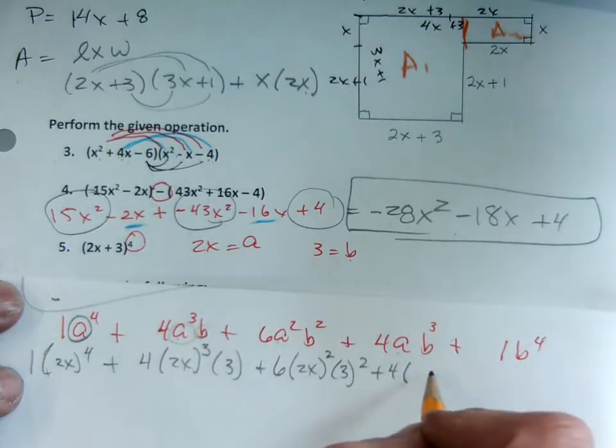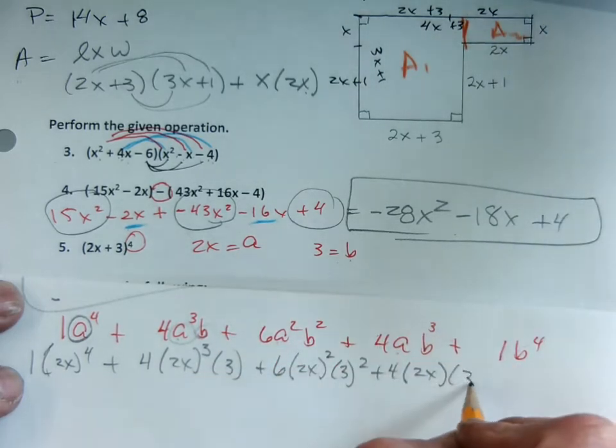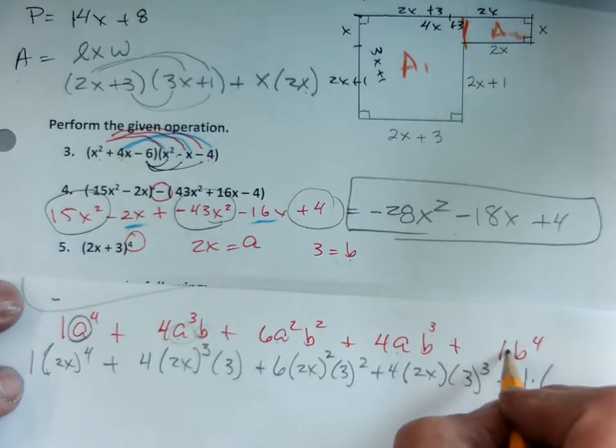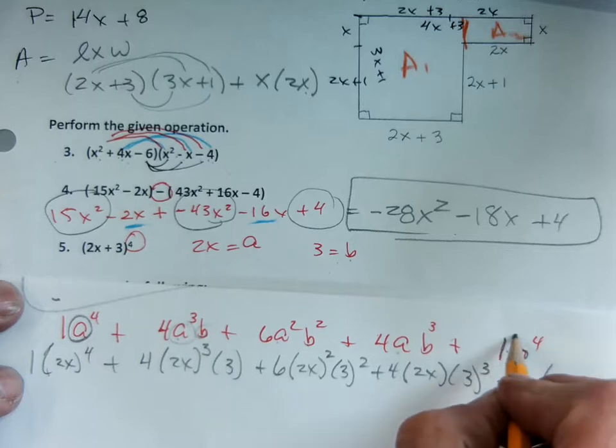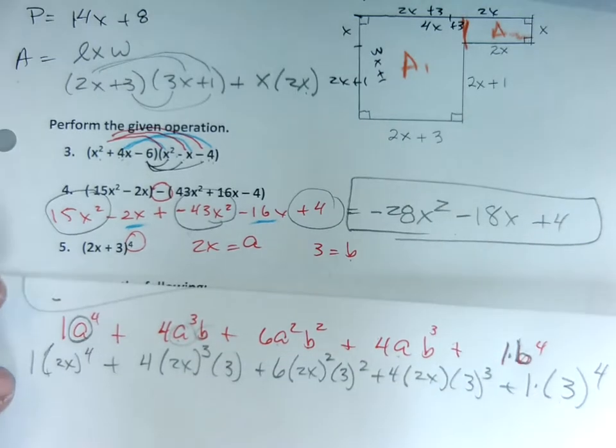What is A equal to? 2x times B cubed, but not B, but 3 cubed, plus 1 times B. That's not a 16, that's a 1, and that's a B. So 1 times B. B is 3, or 3 to the fourth power. Okay, let's see if I can simplify this.